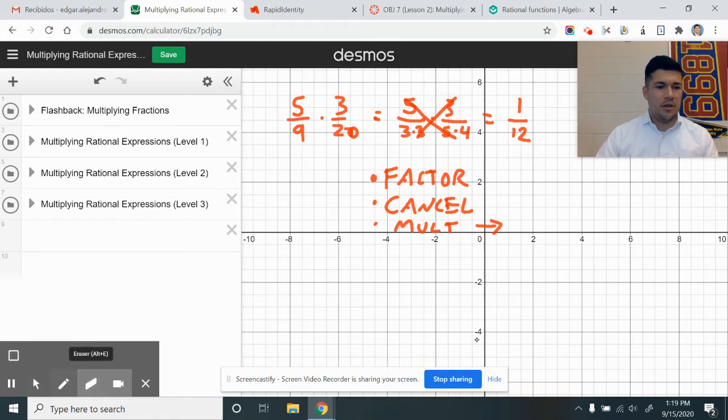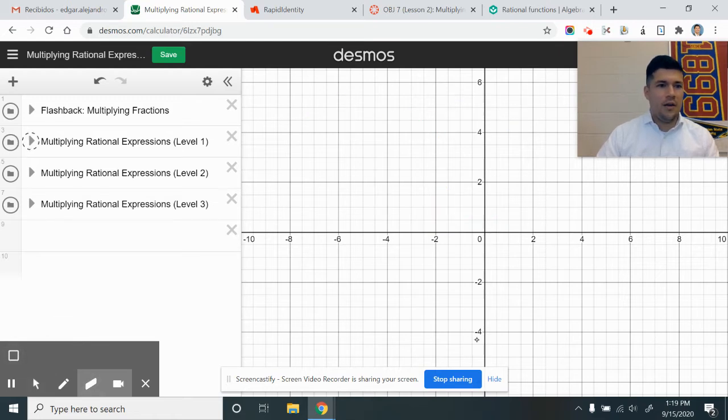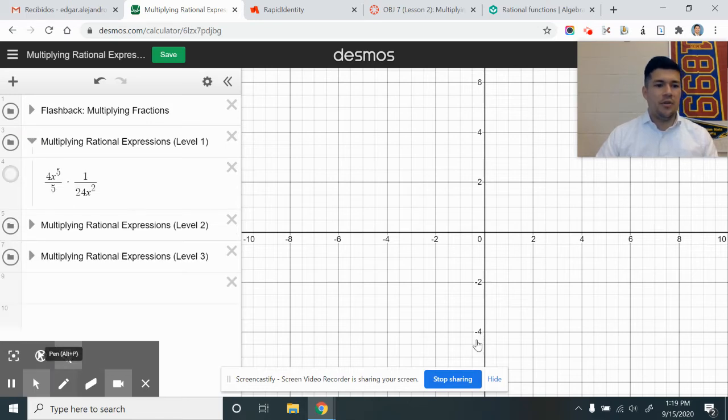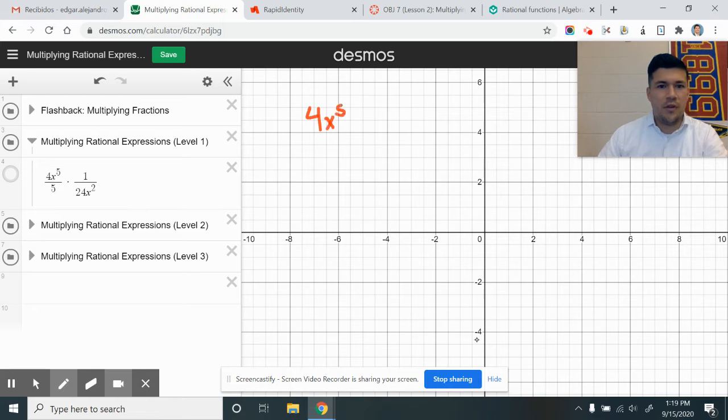So here's our first rational expression. I have 4x to the 5th over 5, and I'm going to multiply it by 1 over 24x squared. Now, again, I can multiply straight across. I would have to multiply the 5 by 24. I can, or I can try factoring. So I'm going to leave my 4 as it is because 4 goes into 24.